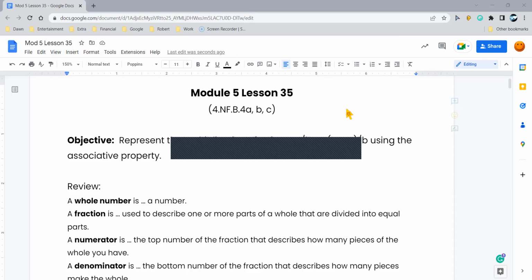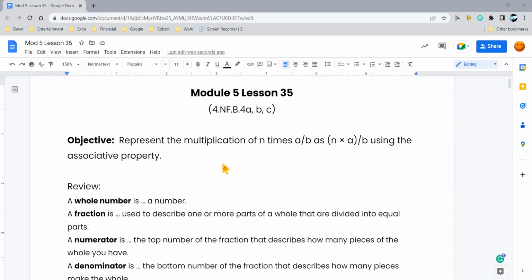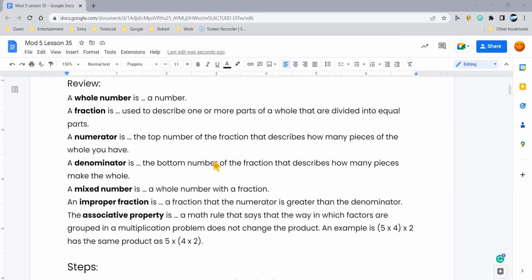Today we're working on Module 5, Lesson 35 of Engage New York. Our objective is to represent the multiplication of n times a over b as the quantity of n times a over b using the associative property. We have the same vocabulary words plus one: whole number, fraction, numerator, denominator, mixed number, improper. These are the vocabulary words we've had with fractions. Now we're going to add associative property.